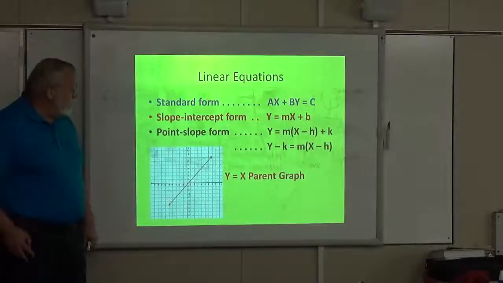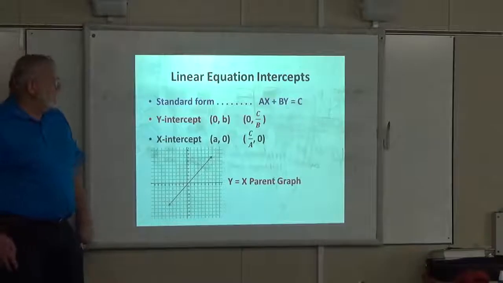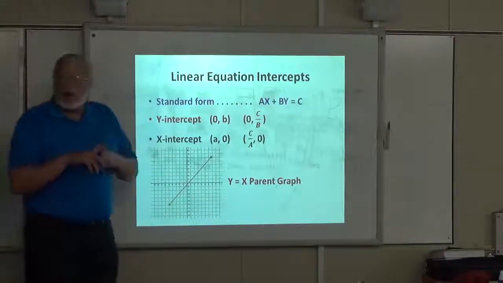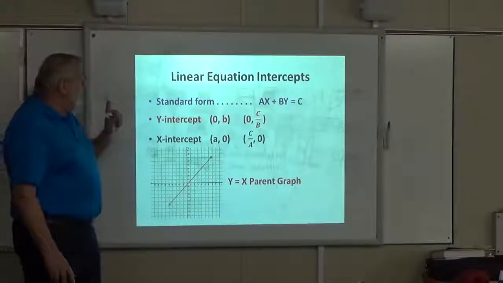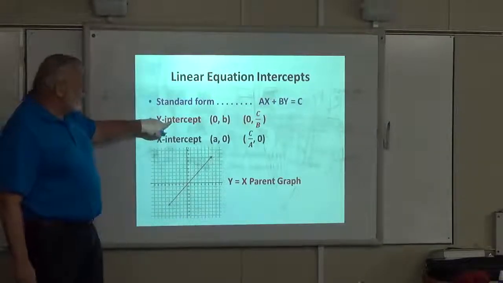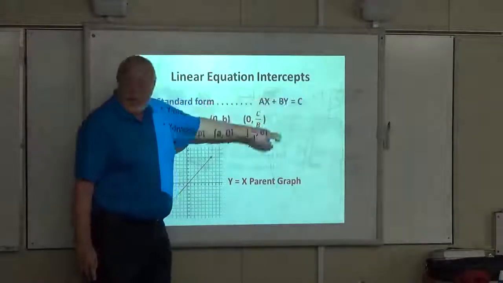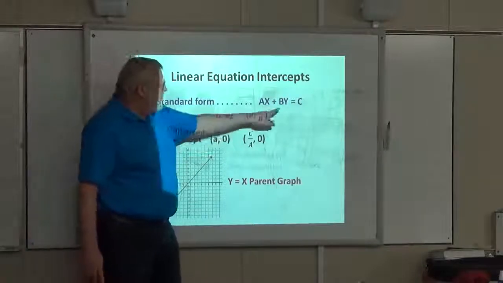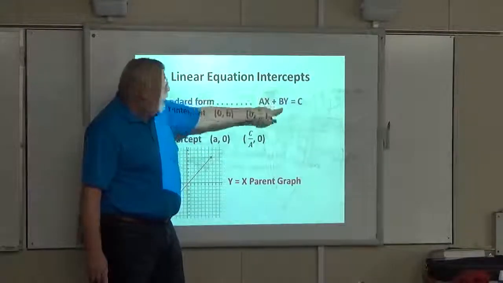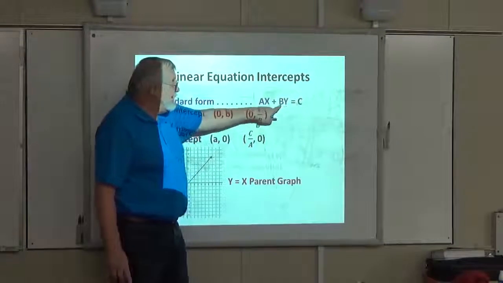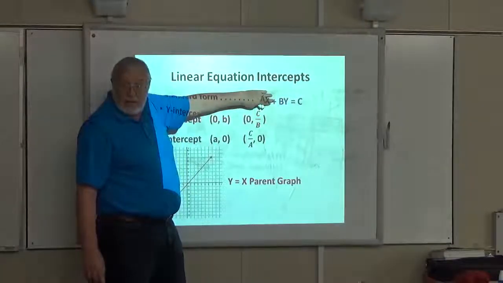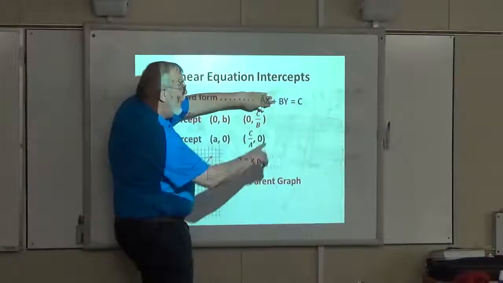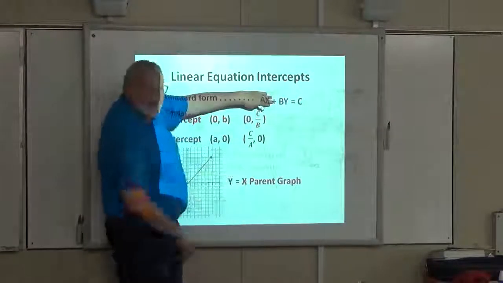Now, linear intercepts. What is an intercept? It's a place where it crosses an axis. Now this is important. The y-intercept is where x is 0. Now, when x is 0, y is going to be c divided by b. See that? When x is 0, this is no longer there. Now, what is y? C divided by b.